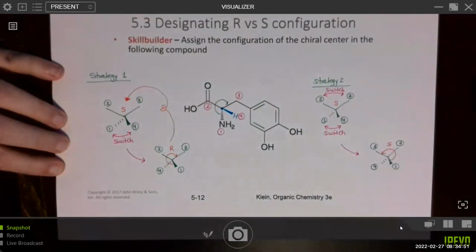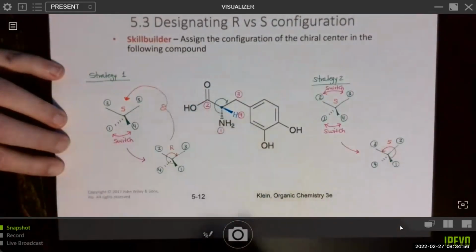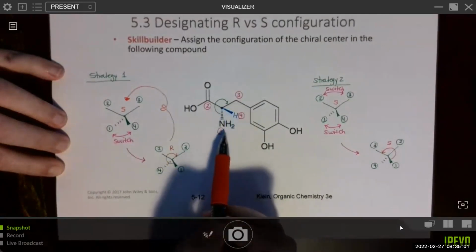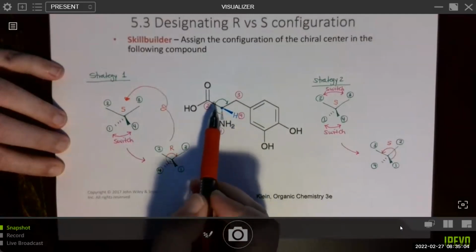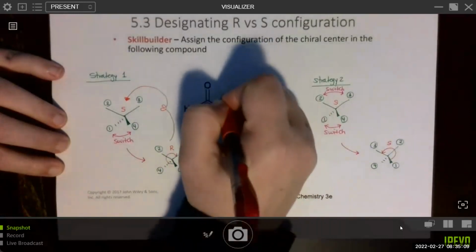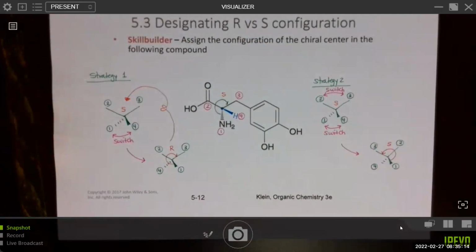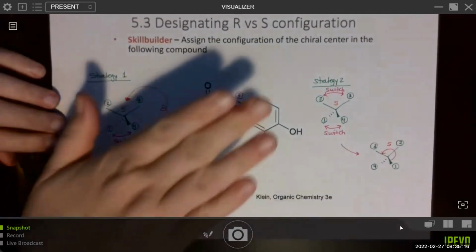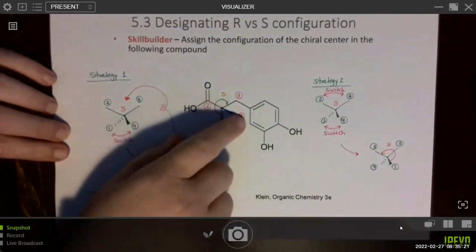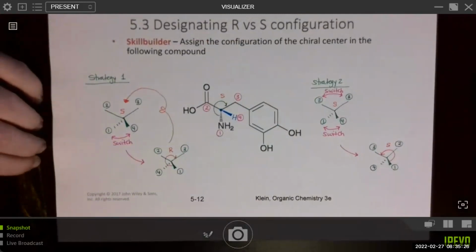Right, so that's one strategy. Here's another strategy. Or you could just remember that if my fourth priority group is pointed out at me instead of pointed back, when I do a clockwise rotation from 1 to 2 to 3, instead of R, it's going to be S. So 3 different ways that you could do it. You could also flip the molecule over. You could draw a Newman projection down the carbon-hydrogen bond. There's a variety of ways to do it, but these are the main ways.